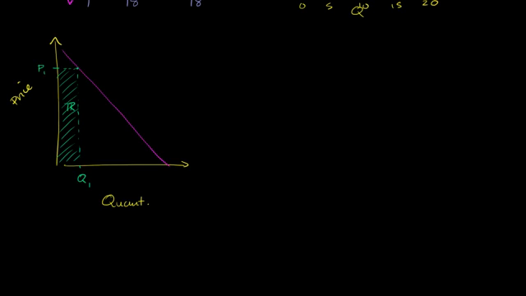Now let's assume in this part of the curve that the price elasticity of demand is greater than 1. So we are elastic. So let me write this. So the elasticity of demand, actually I should say the absolute value of the elasticity of demand. It will actually be a negative number, but the absolute value of the elasticity of demand is greater than 1, which means for a 1% drop in price, you have a greater than 1% increase in quantity.